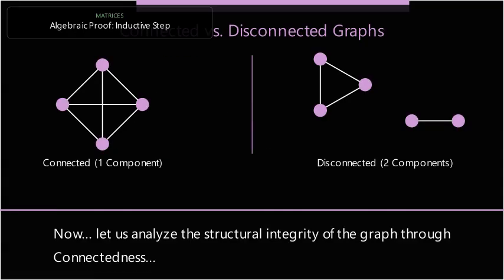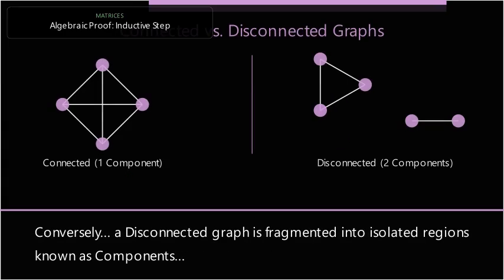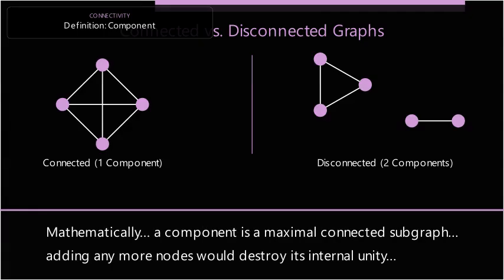Now, let us analyze the structural integrity of the graph through connectedness. An undirected graph is connected if a valid path exists between every single pair of vertices, ensuring total global reachability. Conversely, a disconnected graph is fragmented into isolated regions known as components. Mathematically, a component is a maximal connected subgraph. Adding any more nodes would destroy its internal unity.